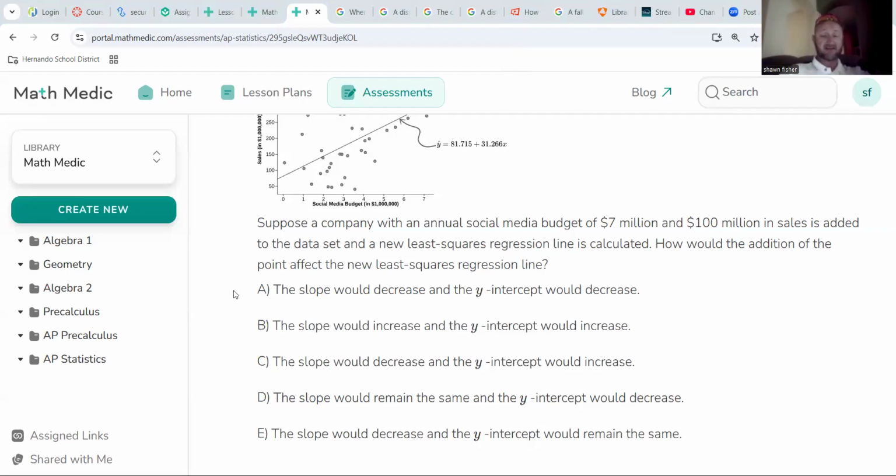But A is not right. The slope would increase. That's not right. We're looking for something that the slope would decrease. The slope would decrease, and the y-intercept would go up. C is our answer here.